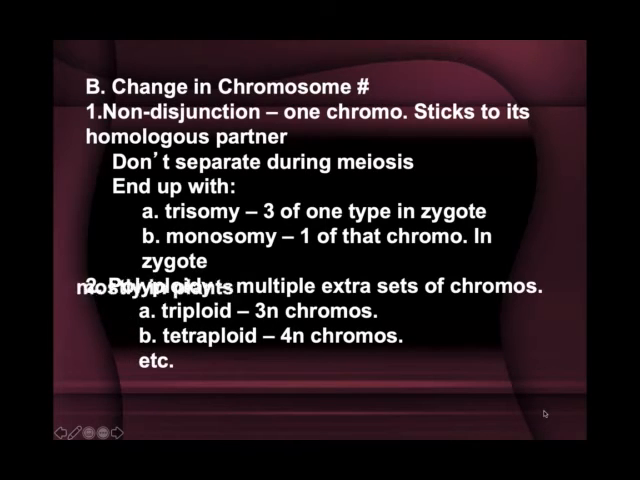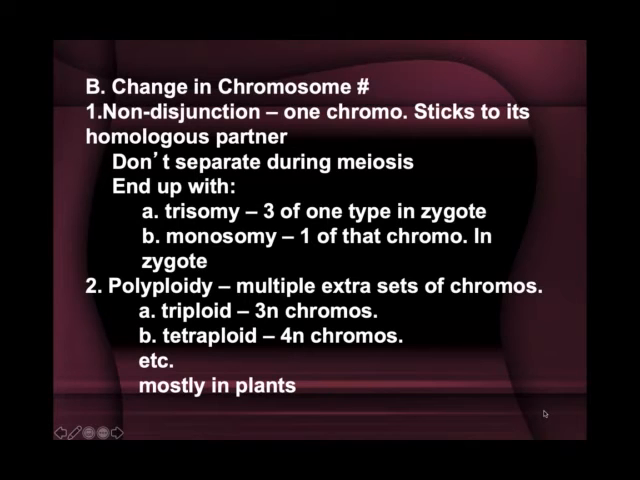So polyploidy does actually occur mostly in plants, although there are a couple of species of fish, I think, maybe goldfish or something, I can't remember, but not really in higher order animals at all, but mostly in plants.